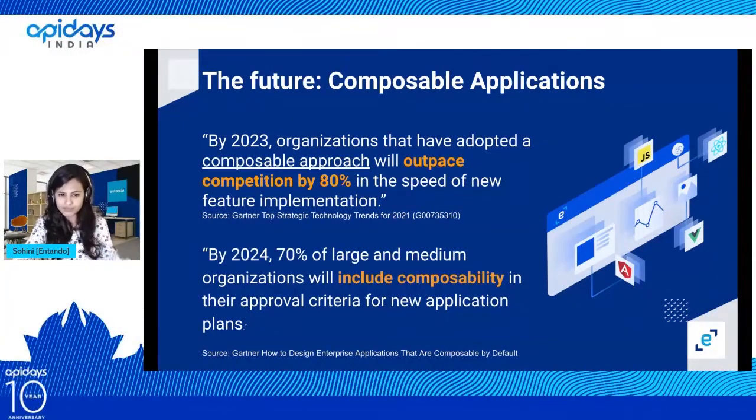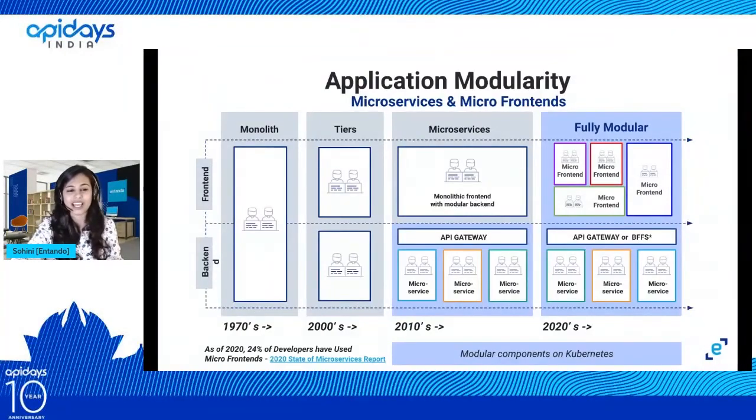So that is important. So now that we know the stats that by 2023 things are going to change, we should make sure we're taking our first step. So yeah. And now I will jump to application modularity. This is a very important slide. So I've spoken a lot about composability, modularity, composable applications, and so on.